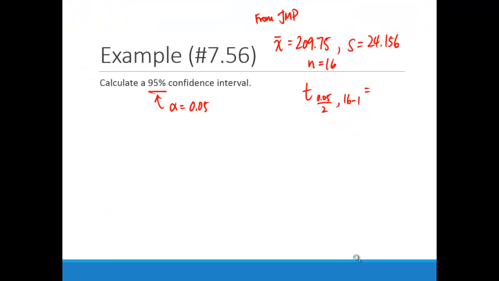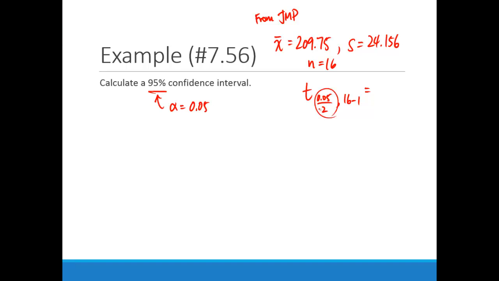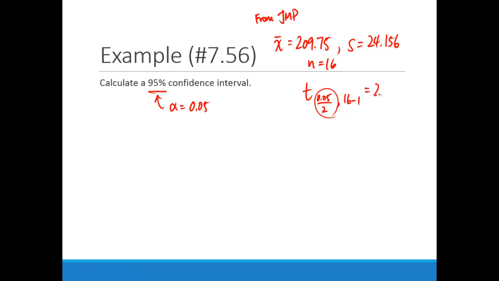Okay, so let's remember we need to find this critical value. To do that, we can jump over to our friendly table here. I want, again, n minus 1. N minus 1 is 15, so I want to come over here and look at the 15 row. And then I want 0.05 divided by 2, so I want 0.025. I want that column. So I can go into that column and trace over here to find 2.131. So my critical value here is 2.131.